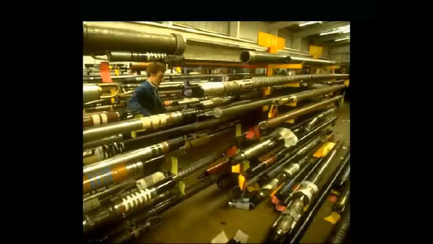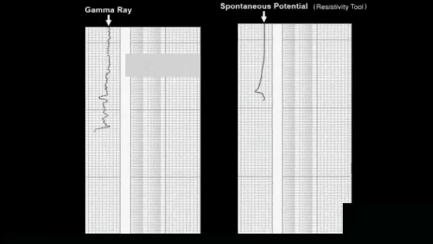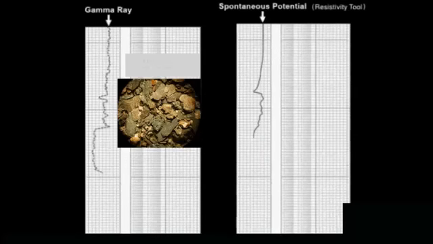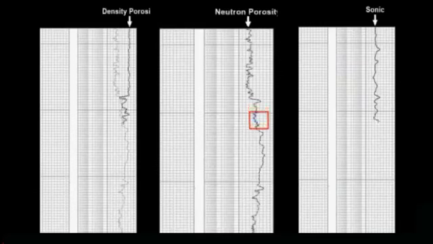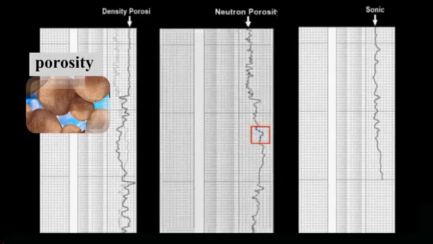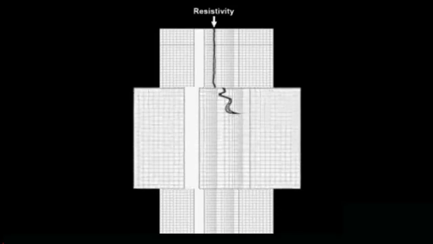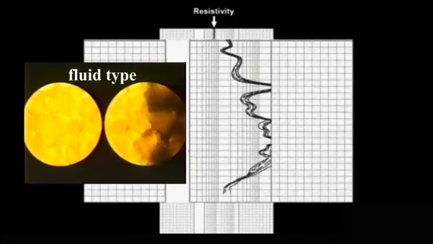Let's review the logging tools, the sondes. The spontaneous potential, SP, and the gamma ray, GR, logs help us establish lithology and the formation boundaries and thickness. The density, neutron, and sonic logs help determine the porosity of those formations. The resistivity log helps determine the fluid type.